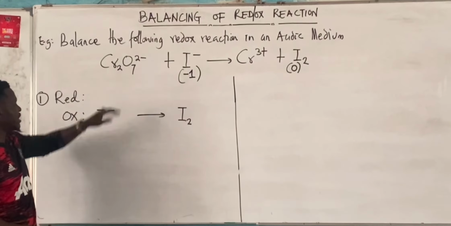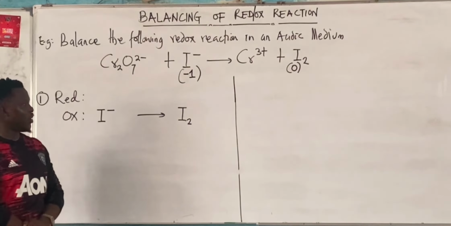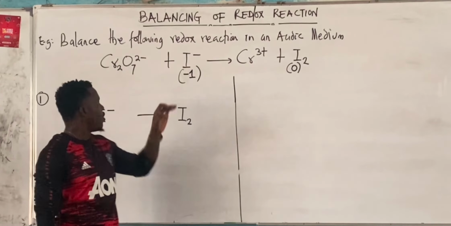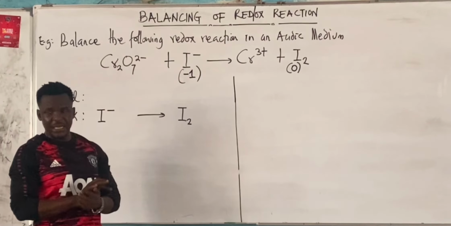Now look at this. Let's solve for chromium. I'm not going to solve for oxygen here, because oxygen is not on the product side. And not just that, oxygen always has a constant oxidation number, except in peroxide.